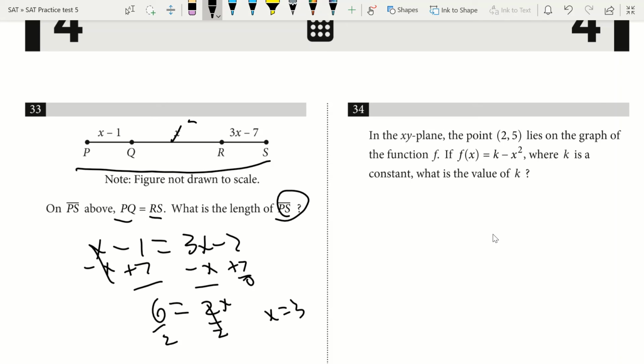I plug that in here, I get 3 there, and then I get 3 minus 1. I know that is going to give me 2. And I know that PQ equals RS, so that's 2. 2 plus 3 plus 2 gives me 7. So my answer there is going to be 7.